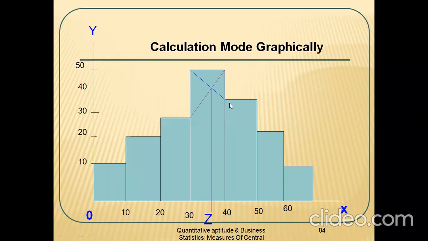Okay. So to calculate median, we use one graph called Ogive graph. Similar way, to calculate mode, we use one graph called histogram. Histograms. So this graph is used to calculate mode.